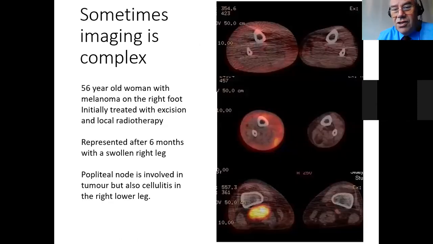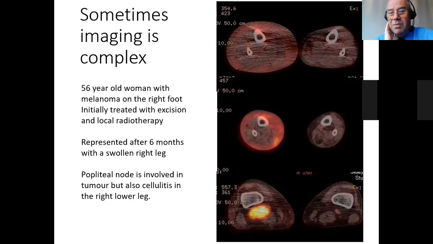Just to finish off this section, it sometimes can be more complex. This is a 56-year-old woman who had a melanoma in the right foot that was initially treated with excision and local radiotherapy, but then represented 6 months later with a swollen right leg. So what's going on? The problem, of course, is that you can get all sorts of things going on, including lymphedema related to the fact that she had some lymph nodes taken out of her groin as part of the sentinel node process, and we didn't know what was happening.